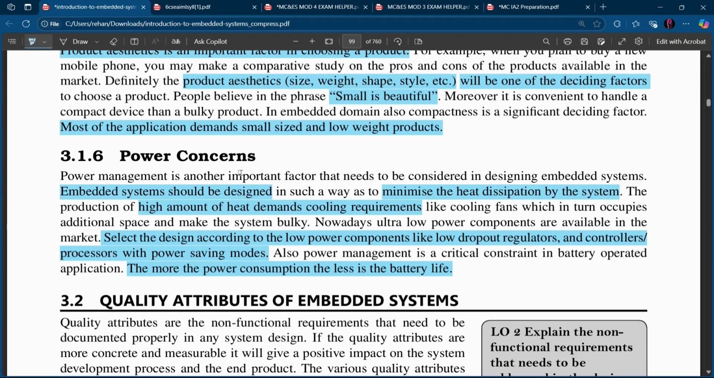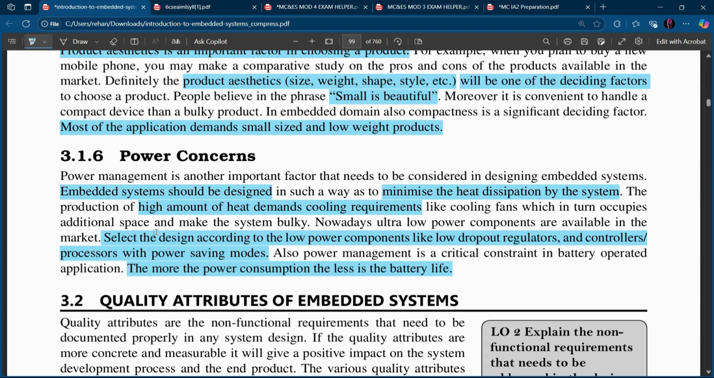Power concerns are very important. An embedded system should be designed to minimize the heat dissipated by the system. For example, if you're using your laptop for a long duration, it obviously produces heat, but to counter that there should be a cooling system as well. The production of a high amount of heat demands cooling requirements like cooling fans, which in turn occupy additional space and make the system bulky.